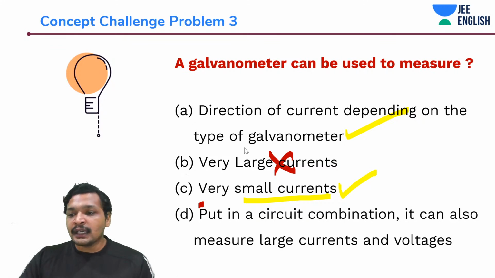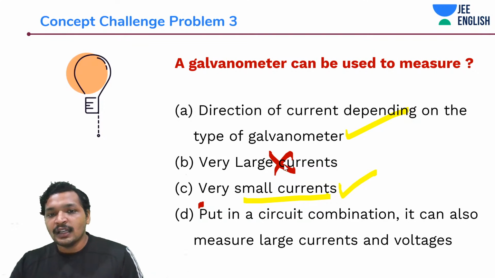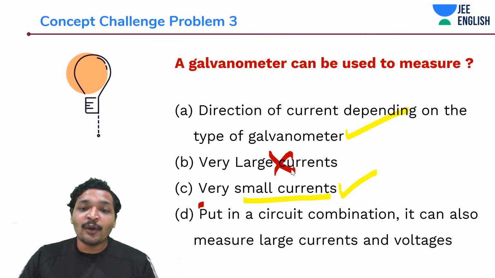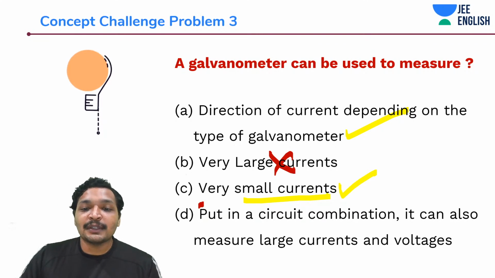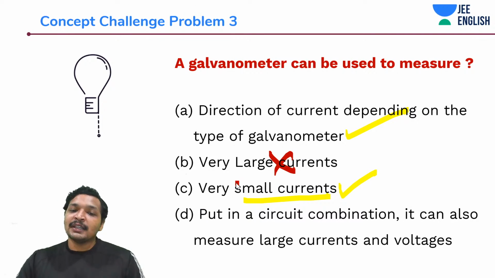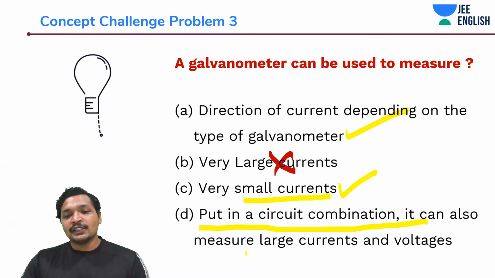And put in a circuit combination. Now I haven't introduced you to that concept yet. Put in a circuit combination, it can measure large currents and large voltages. Okay, this is also correct.